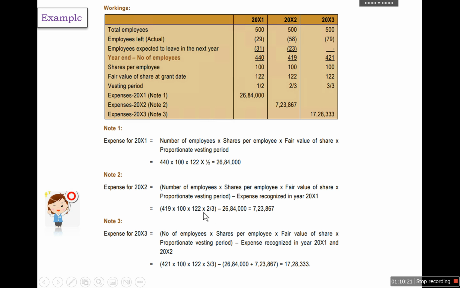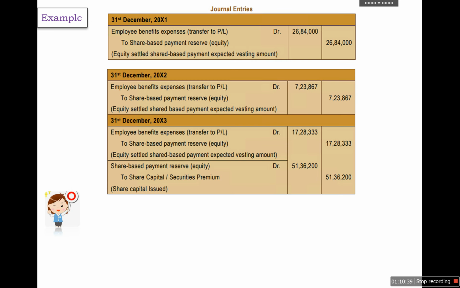419 into 100 into 120 into 2 divided by 3 because vesting period has increased to 3 years, and 26 lakhs 84,000 we have already recognized. So remaining 7 lakh 23,000 we will recognize in X2. Similarly, for X3 we will recognize 17 lakhs 28,000.